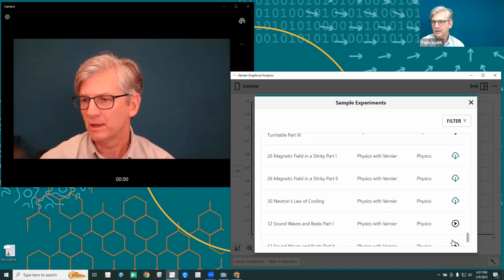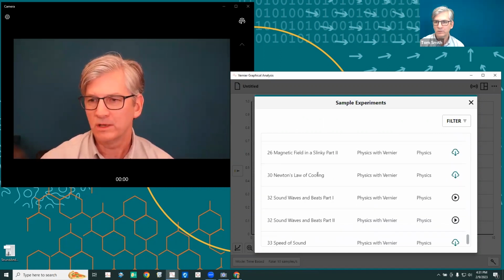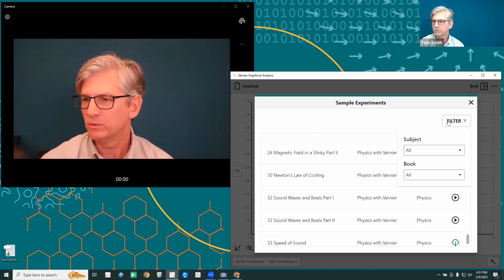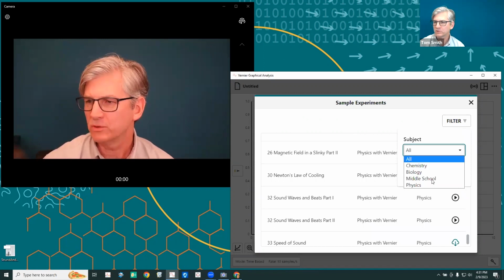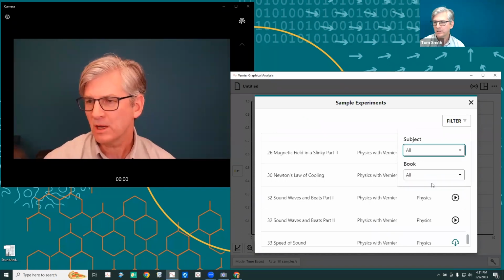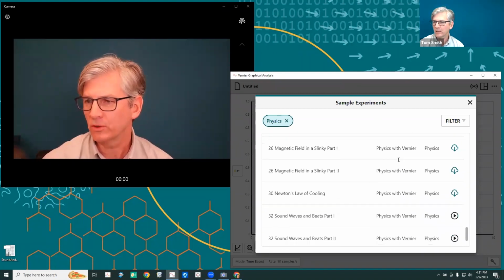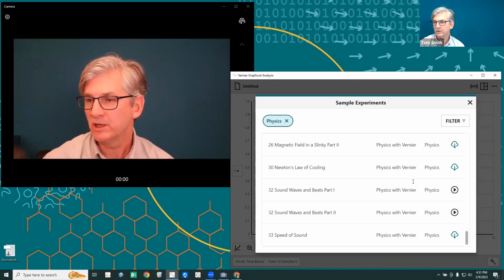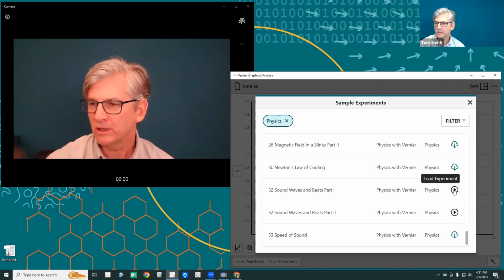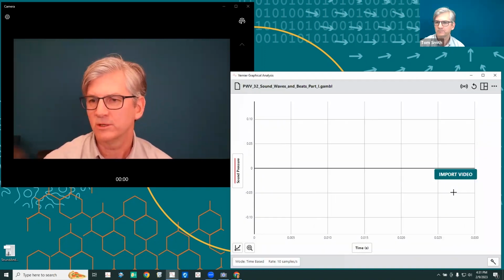And you'll see a number of our, let me point this out, you can sort this by topic. So under physics, we have a number of our physics labs from our Physics with Vernier lab book built in here. And we'll go ahead and open up this first part of sound waves and beats and just take a look at what's present there.